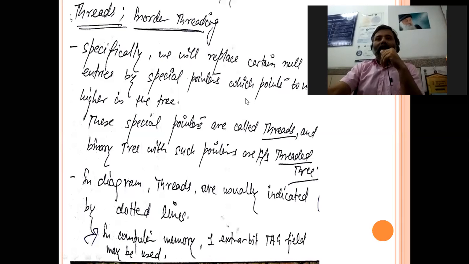हम जो नल पॉइंटर्स हैं उनको रिप्लेस करेंगे उन पॉइंटर से जो पॉइंट करेंगे उन नोड्स को जो बाइनरी ट्री में हायर पोजीशन पे होंगे, और इन पॉइंटर्स को we will call threads, and a binary tree with such pointers is known as a threaded tree, या sometimes we say threaded binary tree. And in a diagram, threads are usually indicated by dotted lines. If we implement in memory, then we can have one extra bit for a tag field for that purpose.